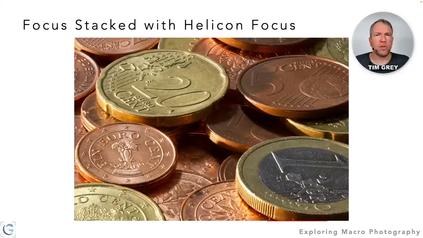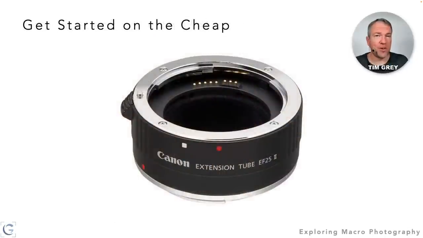All right, so let's talk about some of the gear that can help make your macro photography or close-up photography a bit easier. And we're going to start off with getting started on the cheap, essentially. A couple of accessories that you might take a look at if you say to yourself, I don't have a macro lens, so how can I get into macro photography? Very easily, as it turns out. One thing that you might take a look at, this is one of the least expensive ways that you can get into macro photography or close-up photography, is to get an extension tube.